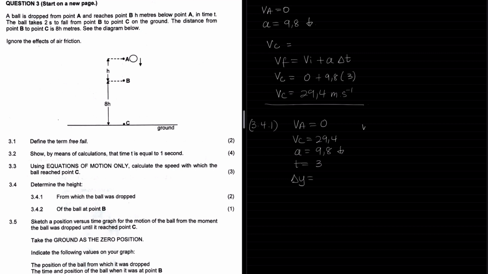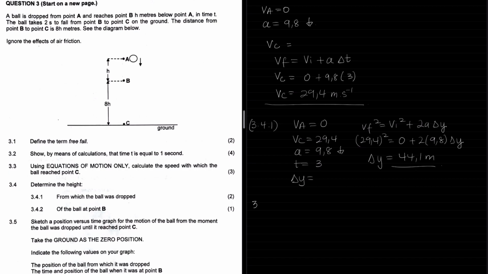So let's use the equation Vf squared is equal to Vi squared plus 2a delta y. So Vf is 29.4 squared, which is equal to 0 plus 2 times 9.8 times delta y. So 29.4 squared divided by 2 times 9.8 gives me 44.1. So delta y is equal to 44.1 meters.